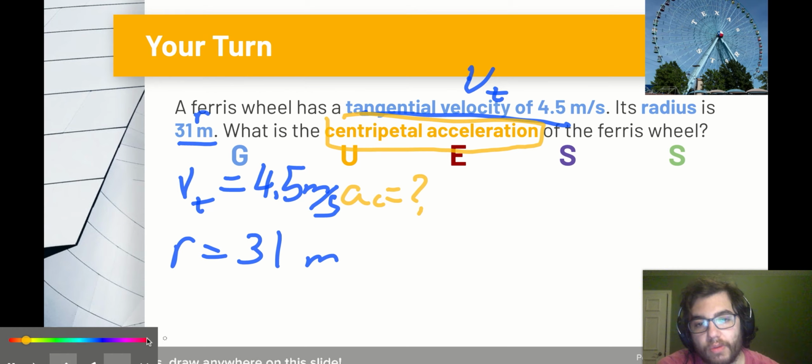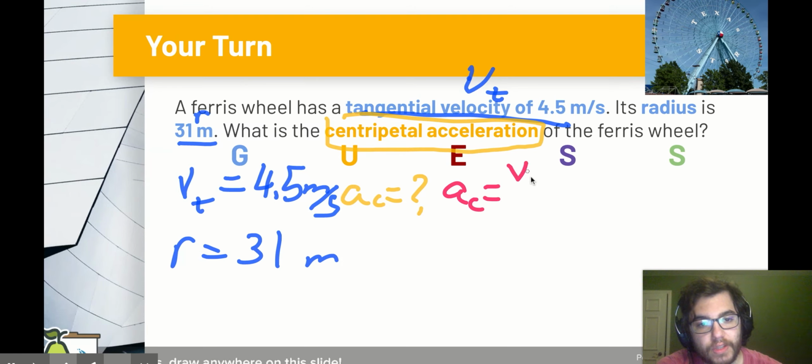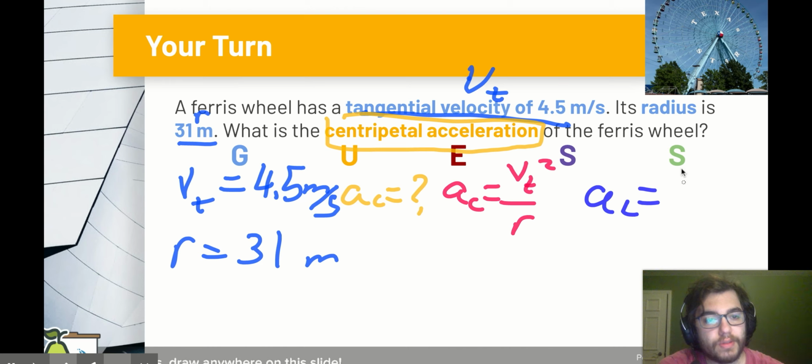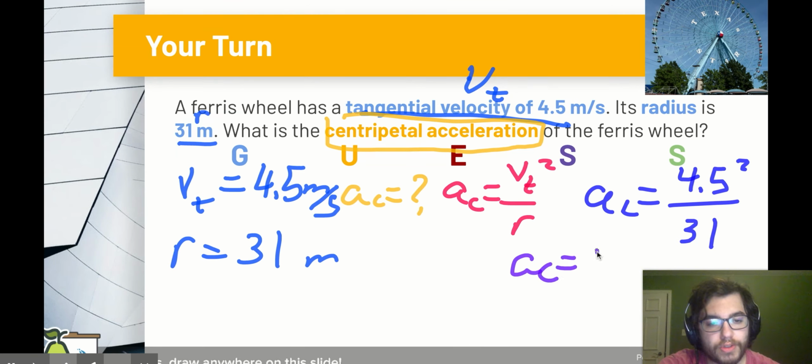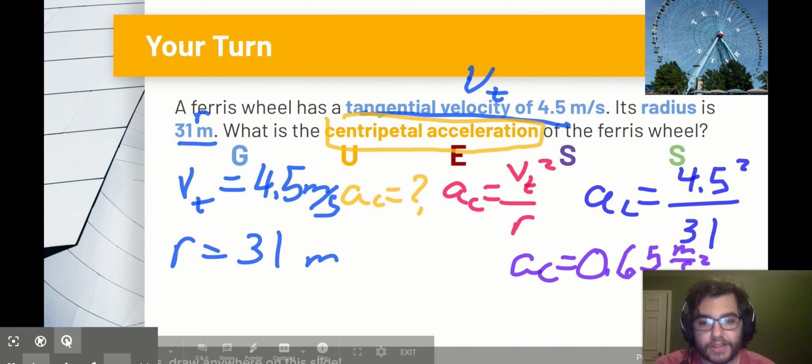The only formula that we know is AC is equal to VT squared over R. So if I plug that in, AC is equal to 4.5 squared divided by 31, which is equal to 0.65 meters per second squared. Moving on to the next one.